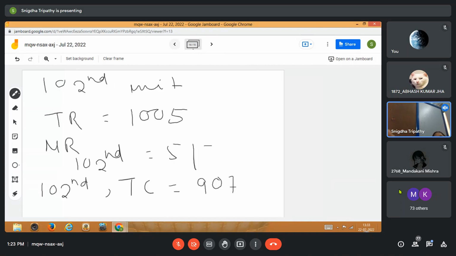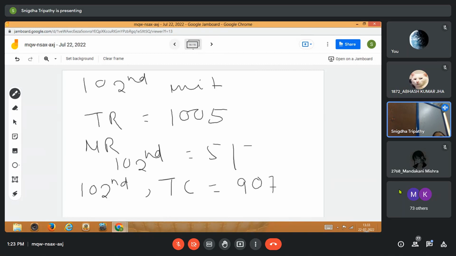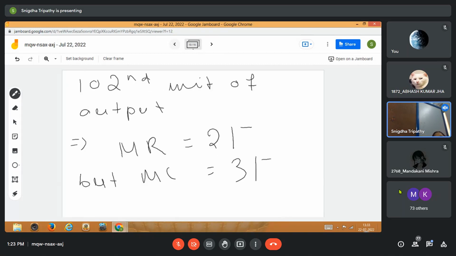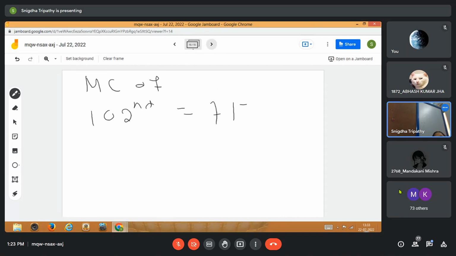Now, here the slope is minus 2. Marginal revenue has changed from 7 to 5, so the rate of change in marginal revenue is minus 2, but the rate of change in marginal cost is plus 2. That means if a company manufactures one more unit, it is spending 2 rupees extra, but when it tries to sell in the market, it is losing 2 rupees.